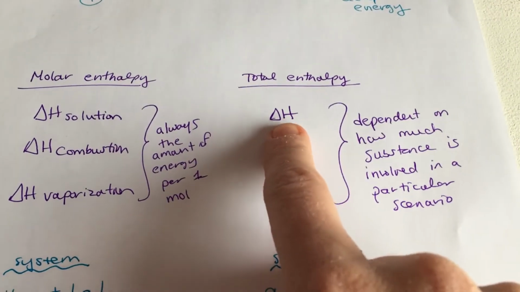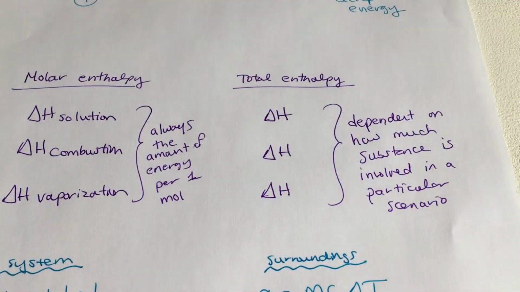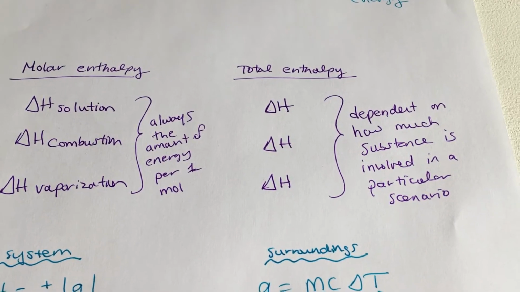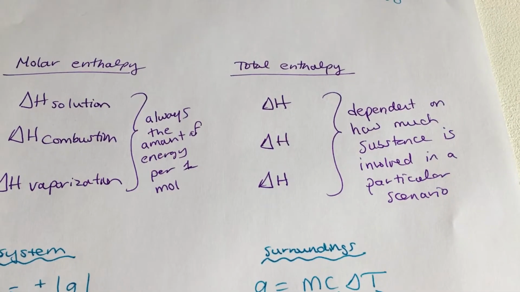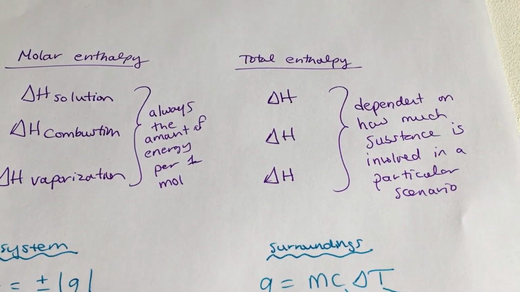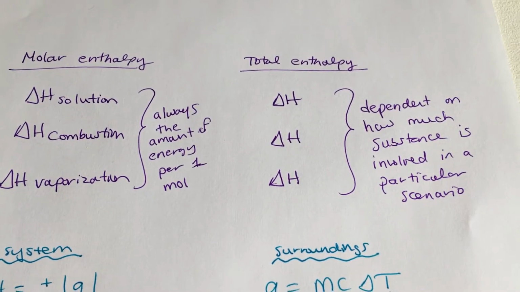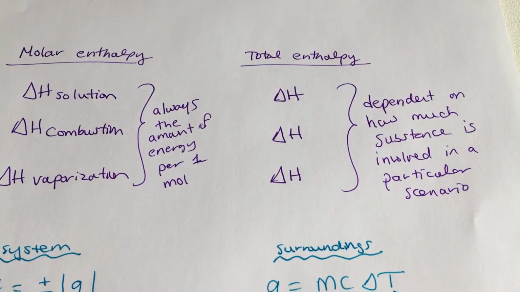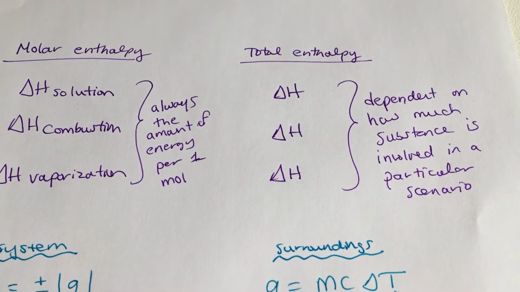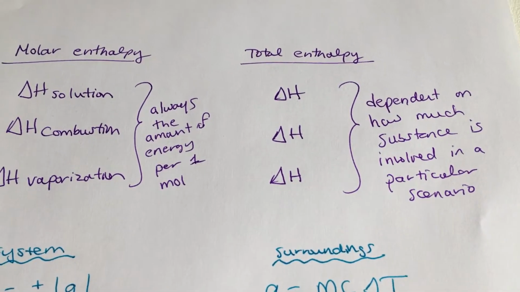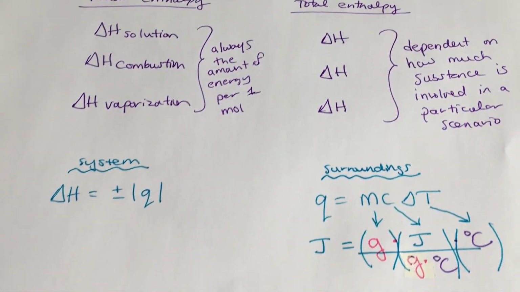If you just see delta H, this isn't necessarily for 1 mole. It's dependent on how much substance is involved in a particular scenario. And you can usually calculate it because you're told in one way or another either a certain amount of mass, and you can use molar mass to find moles, or you are just told how many moles are involved.